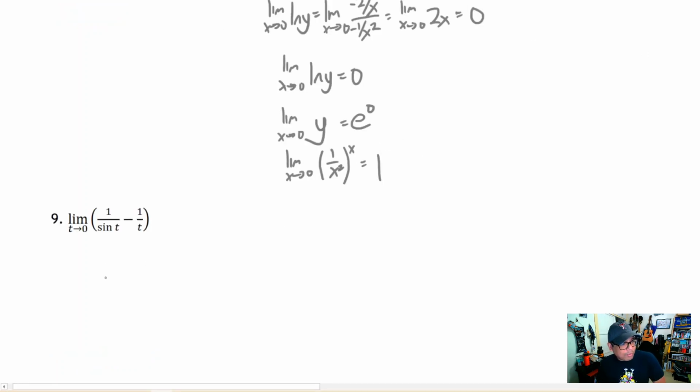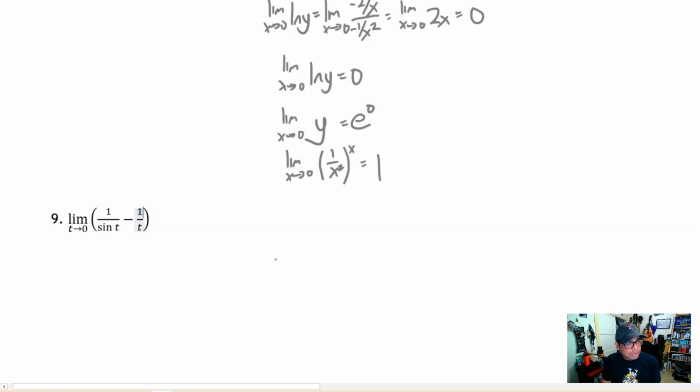Now for the last problem, we've got the limit as t approaches 0 of 1 over sine t minus 1 over t. As t approaches 0, sine t approaches 0, so we're going to get a 1 over 0, which is, of course, some kind of positive or negative infinity. And the same thing over here, this is going to be some kind of an infinity, positive infinity or negative infinity. So since the second part of this could be positive or negative infinity, depending on how we approach 0, we're going to need to do two one-sided limits and see if they agree.